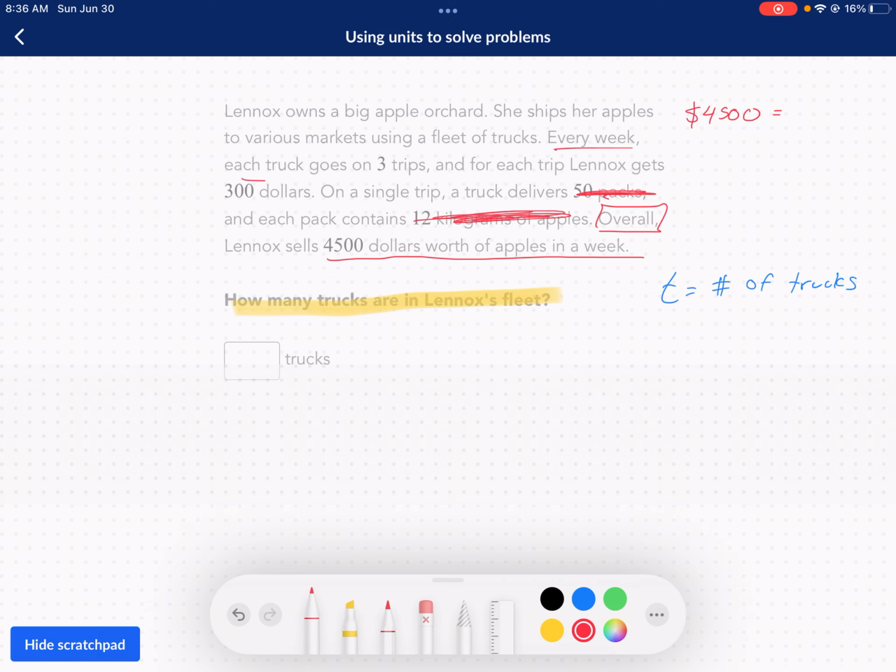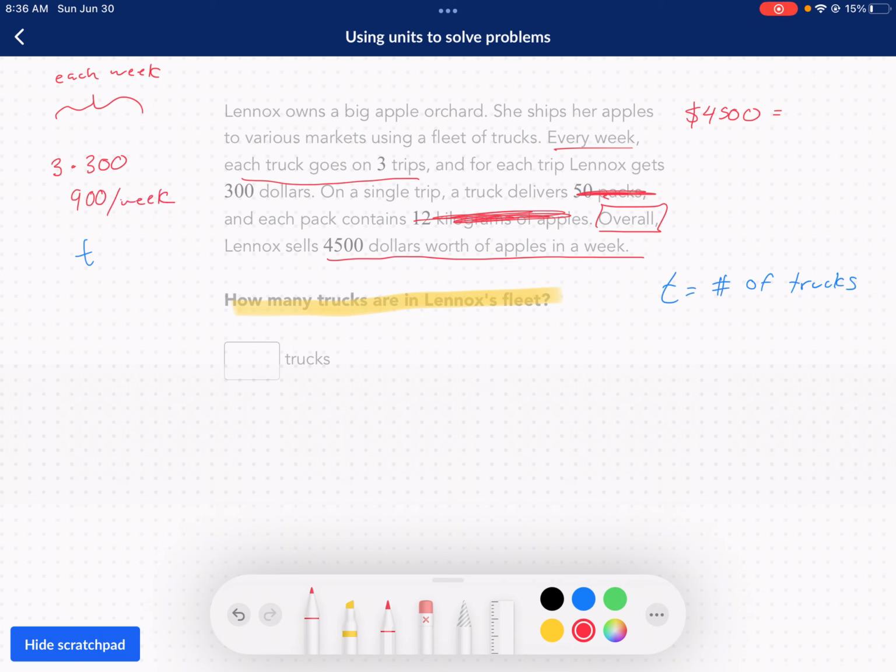Each week, each truck goes on 3 trips. So we have 3 times, this is each week, and this is 1 truck. And then each trip gets $300. So this is 1 truck here. This is not our variable, but just the rate for one of our variables. So we do 3 times 300, and that gives us $900 per week.